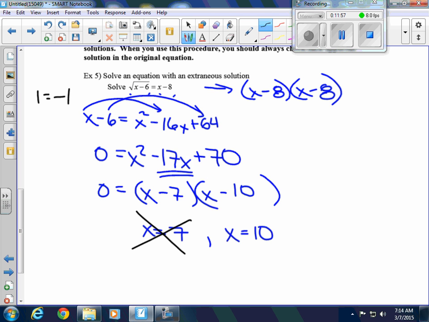Let's check 10. 10 minus 6 is 4. Square root of 4 is 2. 10 minus 8 is also 2. Does 2 equal 2? Yes. So this one is a solution to your original problem. Now the thing you have to make sure to double check is you have to plug both of these in. Okay? Sometimes they'll both be solutions. Sometimes one of them may be a solution. Sometimes none of them will be solutions. So we just have to make sure to take our answers and plug them back in to make sure that it is actually a solution.